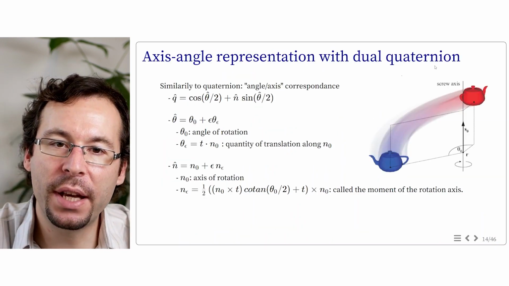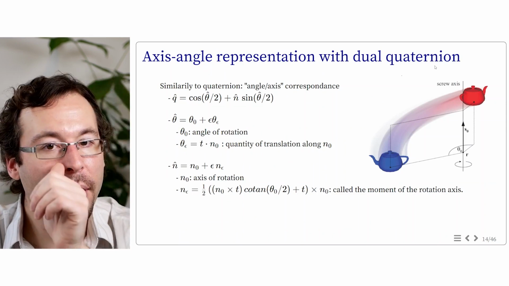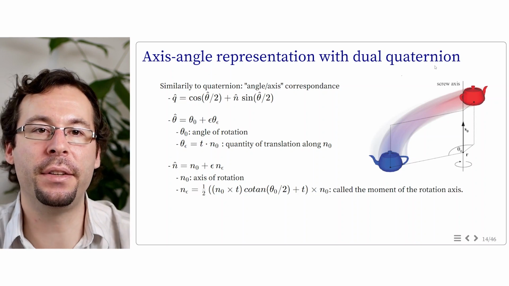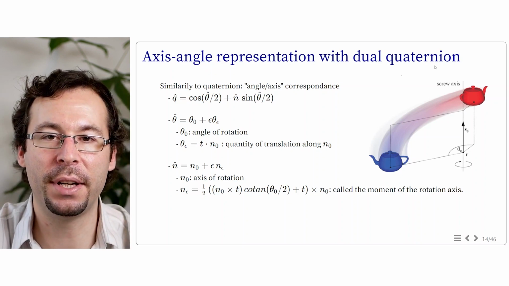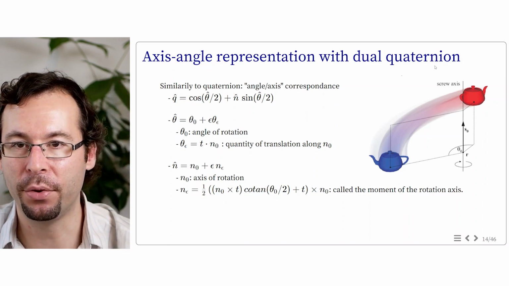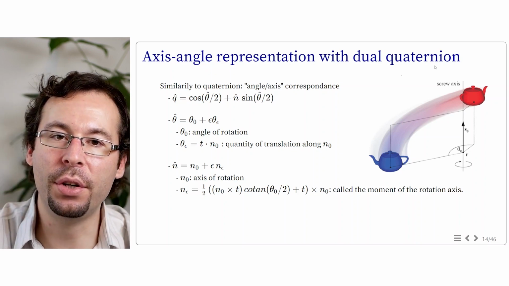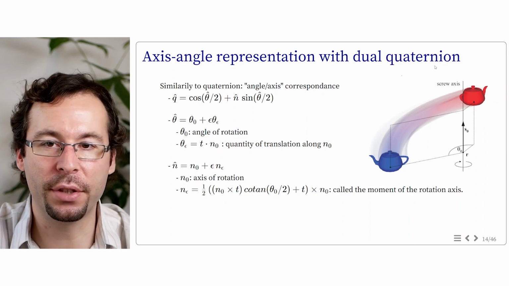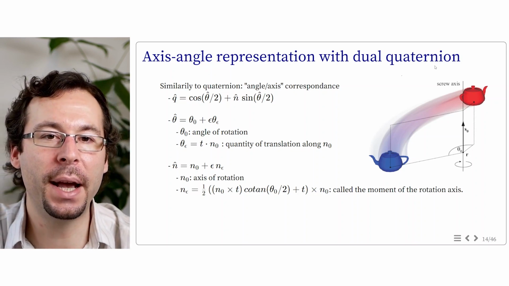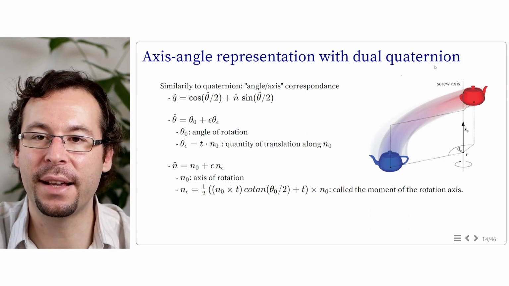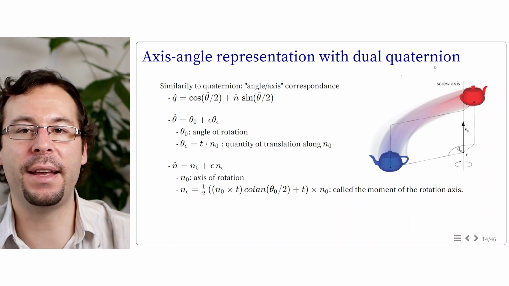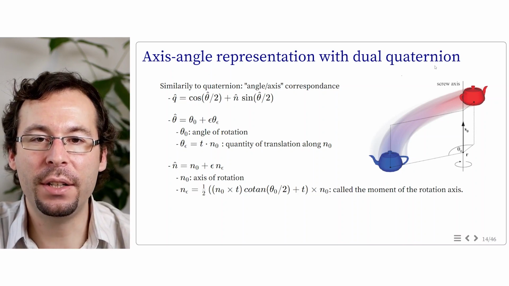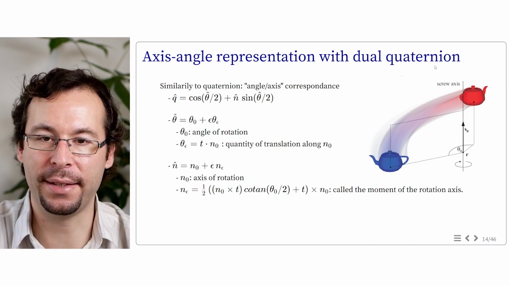If we go further into the analogy with the axis angle representation, we can even define a dual axis and a dual angle and express this dual quaternion in its standard form: cos theta hat divided by 2 plus n hat sin theta hat divided by 2. In this case, the dual angle, theta hat, is such that its real part is the angle of rotation, and its dual part is the magnitude of the translation along the axis n0. And for the dual axis, n hat, we have n0, which is the standard axis of rotation, and n epsilon is called the moment of the rotation axis.